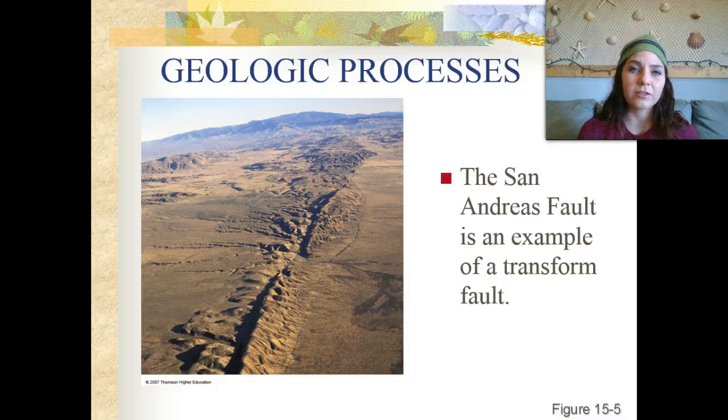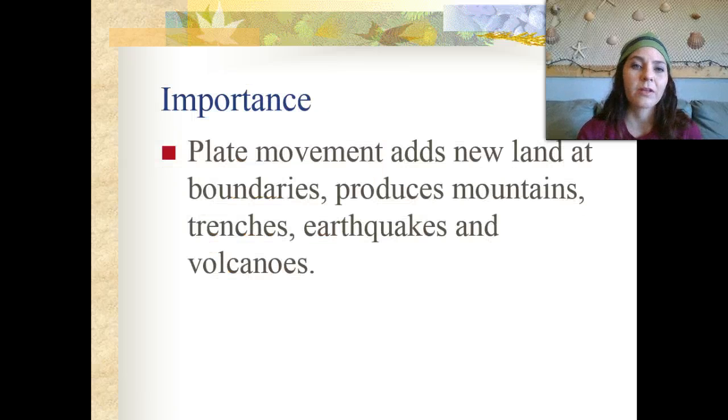So the San Andreas Fault is something we just briefly mentioned, and it's an example of a transform fault. This is the huge fault in California that has lots of discussions about it and things like that. So what is the importance of the plate movements?